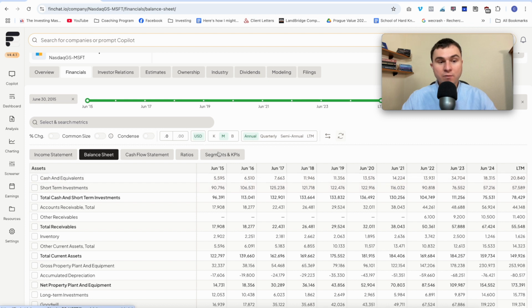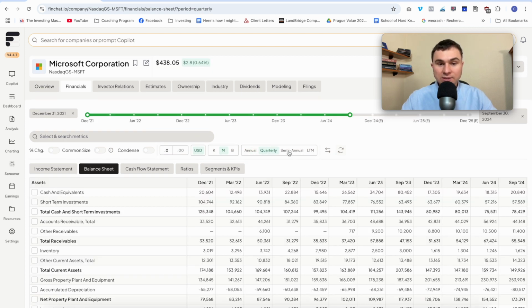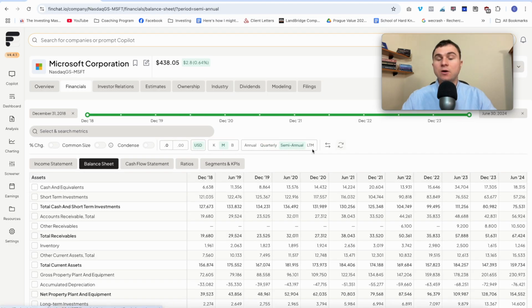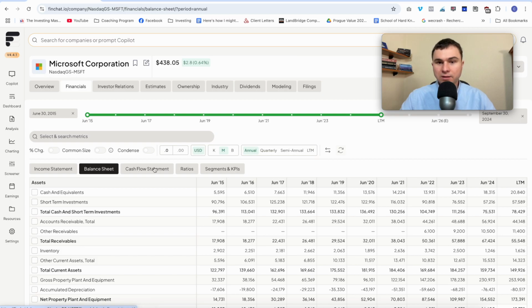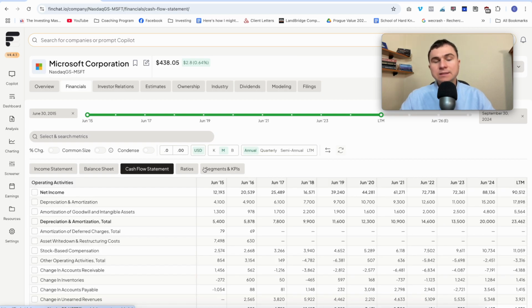That's very, very clear. You can check this on an annual basis, on a quarterly basis, on a semi-annual basis, on the last 12 months basis. So this is very clear. And most of the time, 99% of the time, the information is true. You can check with other websites, this is what I do, but normally when a number is here, a figure is here, this is likely true. Cash flow statement you can check.